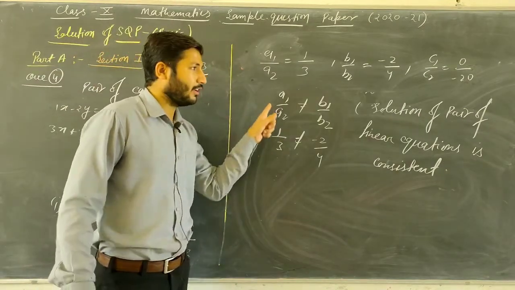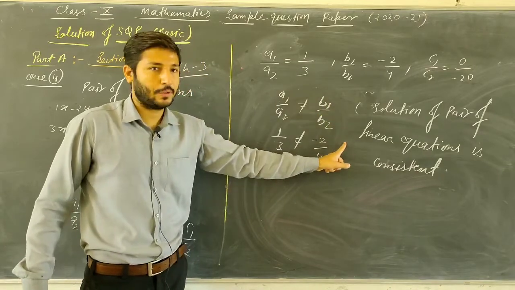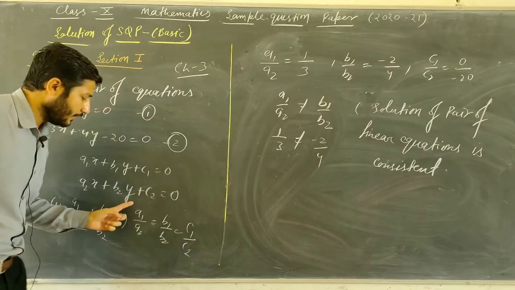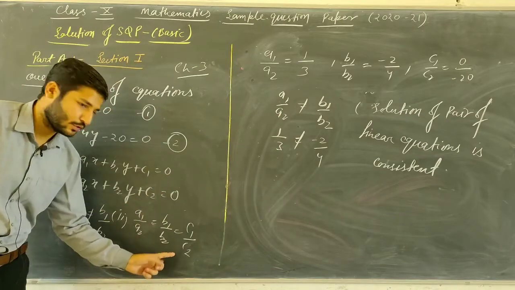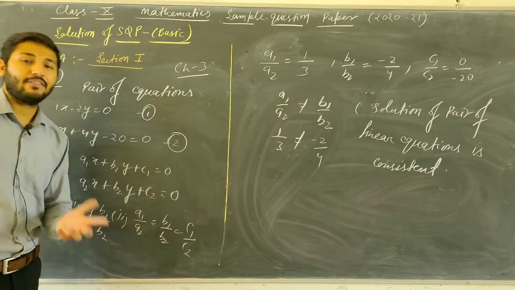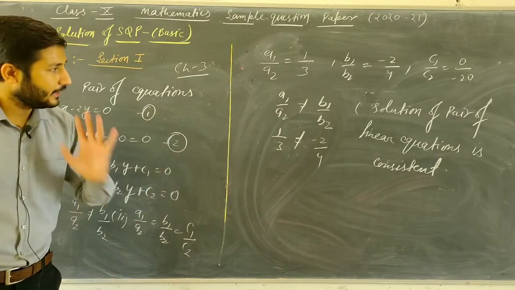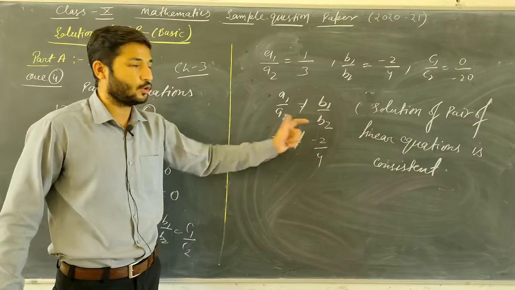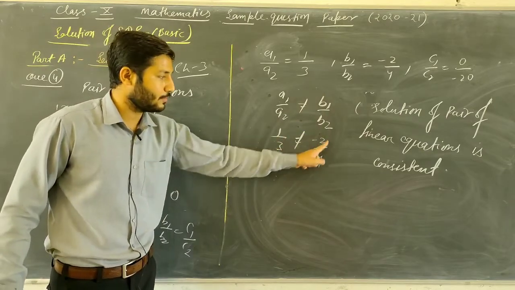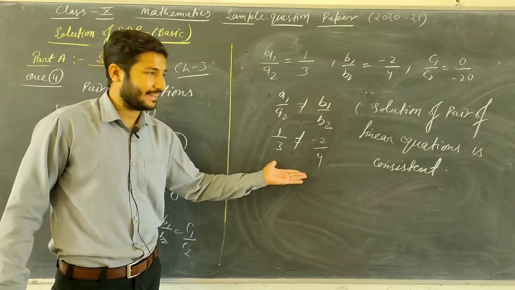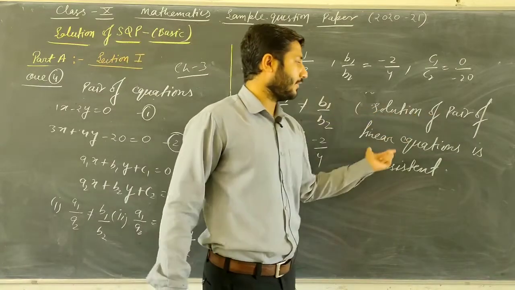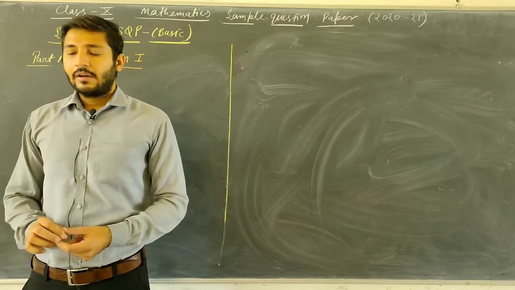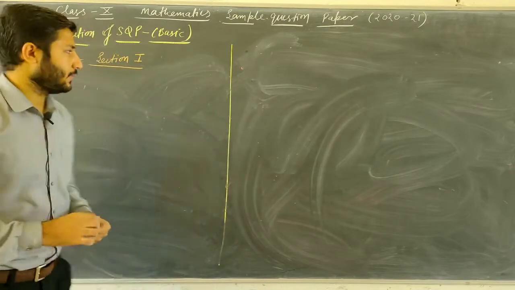ओके. Now a1 upon a2 is not equals to b1 upon b2. If this case is considered, or a1 upon a2, b1 upon b2 and c1 upon c2, this case also considered, then we can say the solution is consistent. In this case, a1 upon a2 is not equals to b1 upon b2. Why? 1 upon 3 is not equals to -2 upon 4. You can mention like this. That's why solution of pair of linear equation is consistent. Clear to you?